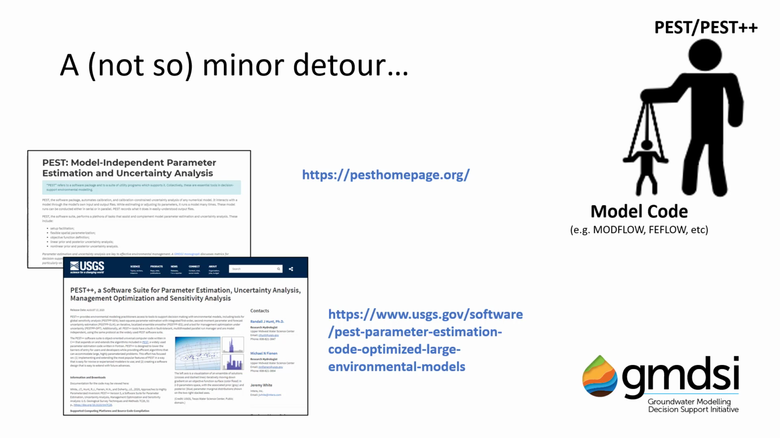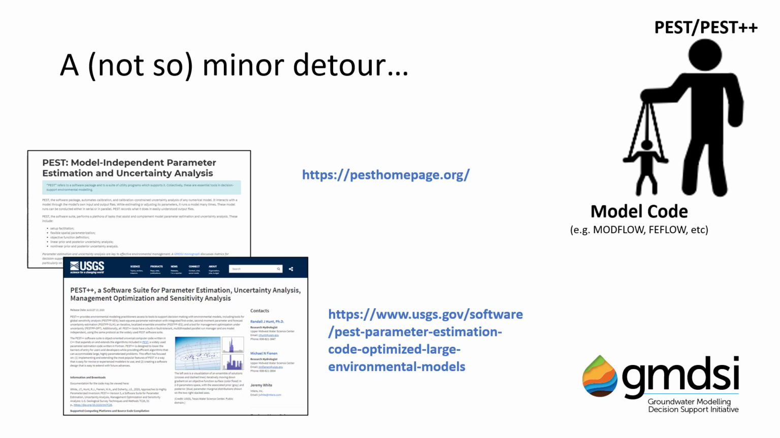The PEST and PEST++ codes undertake highly parameterized inversion of our environmental models. In doing so, they run a model many times. Before running a model, the software updates parameter values in model input files. After running a model, it reads the values that the model has recorded in output files, and it accomplishes all of this through instructions provided by the user in pre-prepared control file text files.